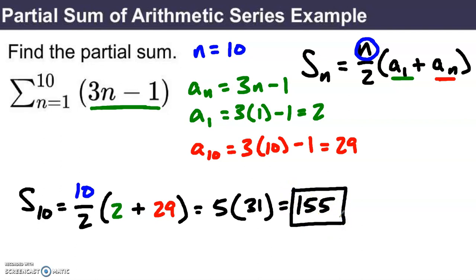If you wanted to check that, you could find all of those terms from 1 to 10 and plug them into a calculator. And what you'll see is that is indeed the sum.